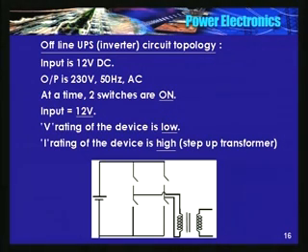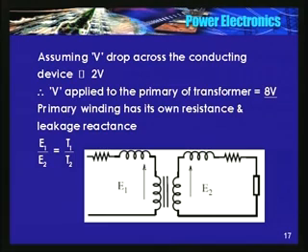Now 8 volts is being applied to the primary winding. Now this winding has its own resistance and leakage inductance. So there is a relationship between voltages at the 2 ends of the transformer. E1 divided by E2 is equal to T1 divided by T2. See here, E1 by E2 is equal to T1 by T2, the turns ratio, is not this voltage.